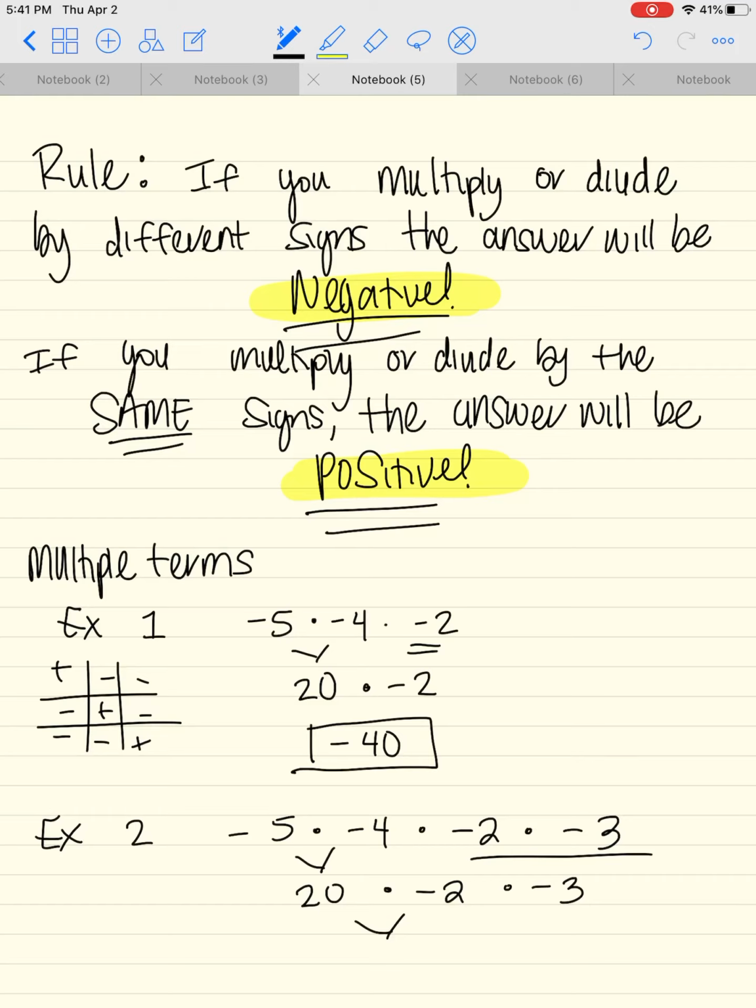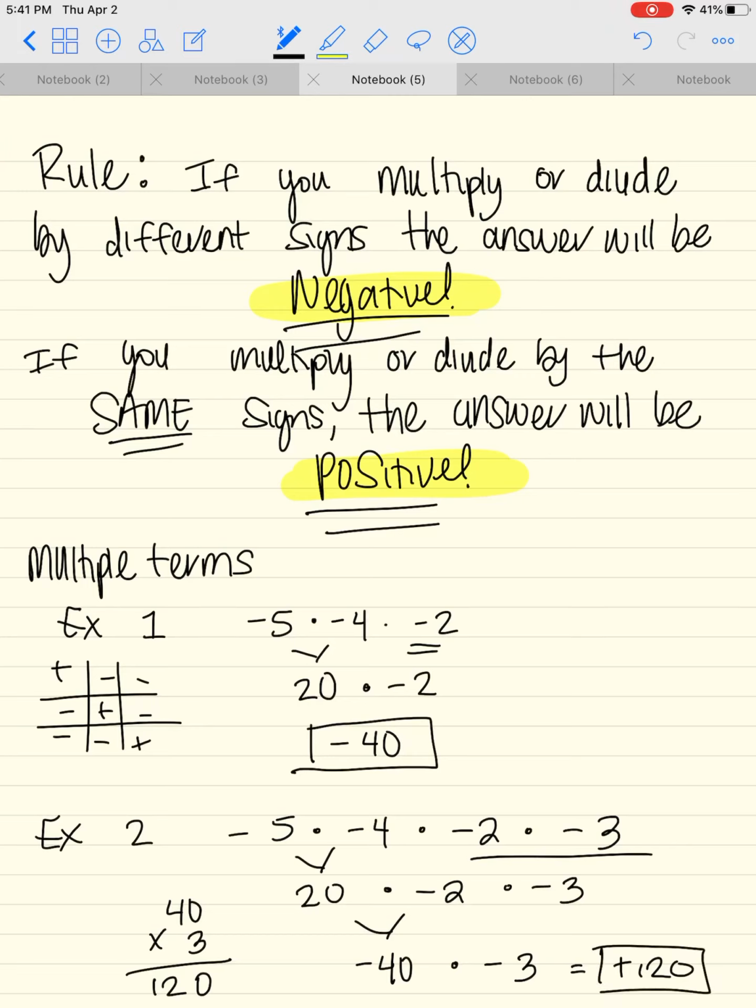Now let's do 20 times negative 2. Positive times a negative, different signs is negative. This is negative 40 times negative 3. Same signs is positive. So, therefore, you're going to end up with a positive answer. Well, let me go ahead and multiply that out real quick. 3 times 0, 0. 3 times 4, 12. So this is positive 120.